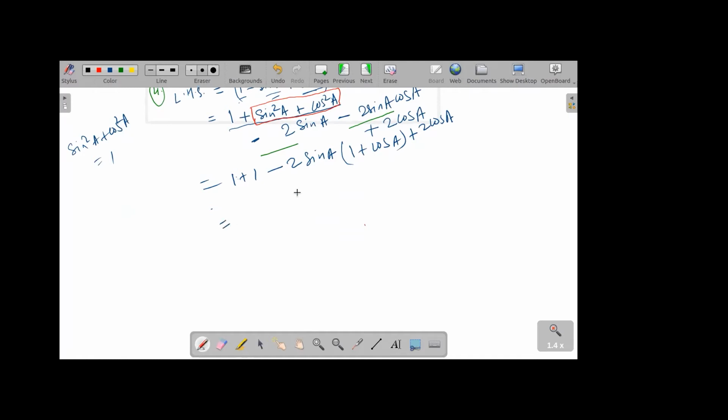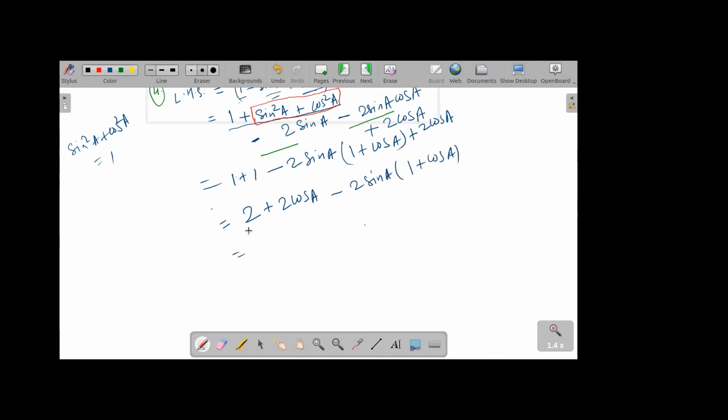So now, this is 2. And what I'm doing, taking this 2 cos A in front, like 2 plus 2 cos A, and minus 2 sin A into 1 plus cos A.